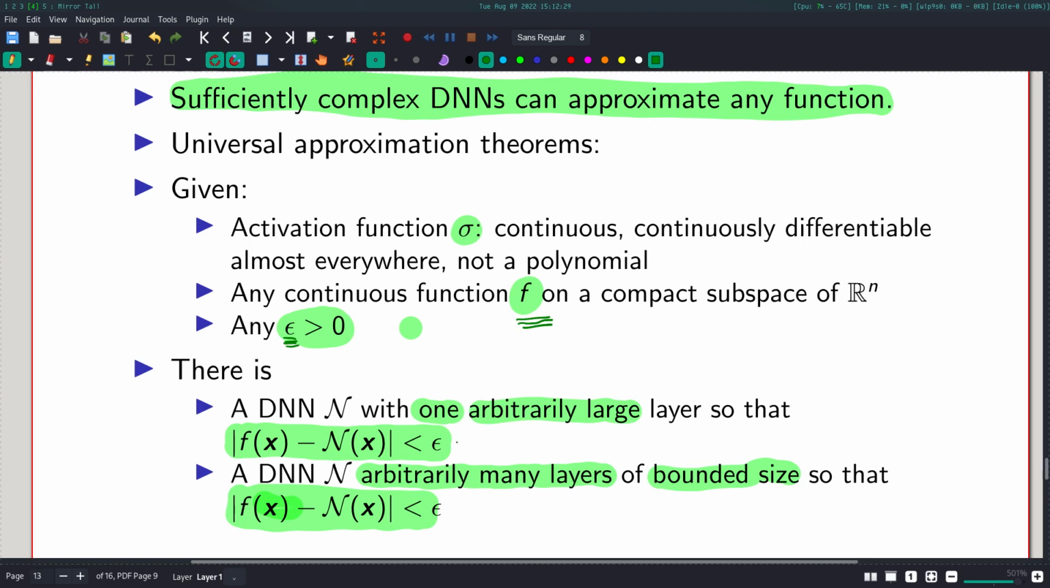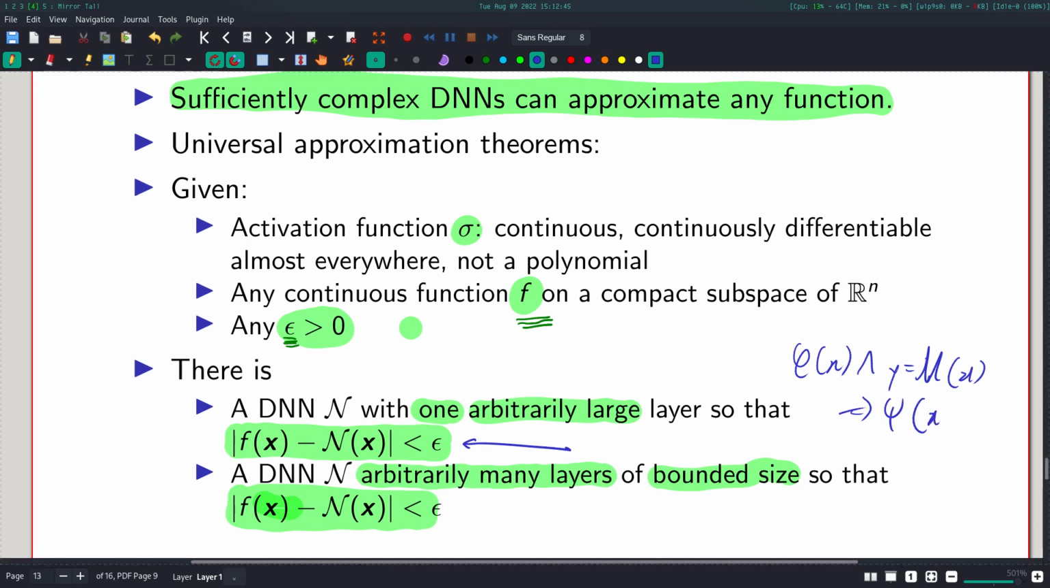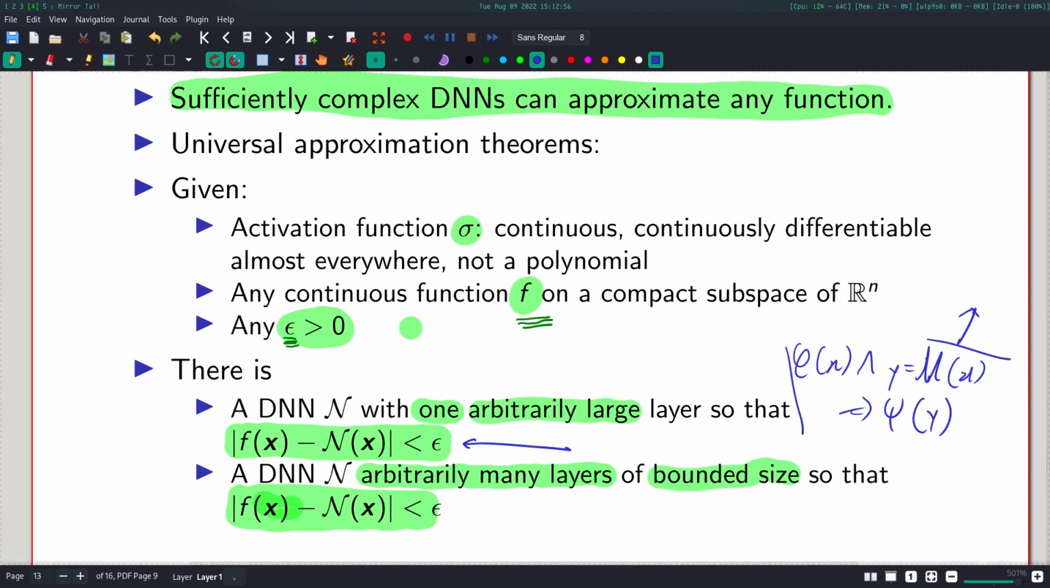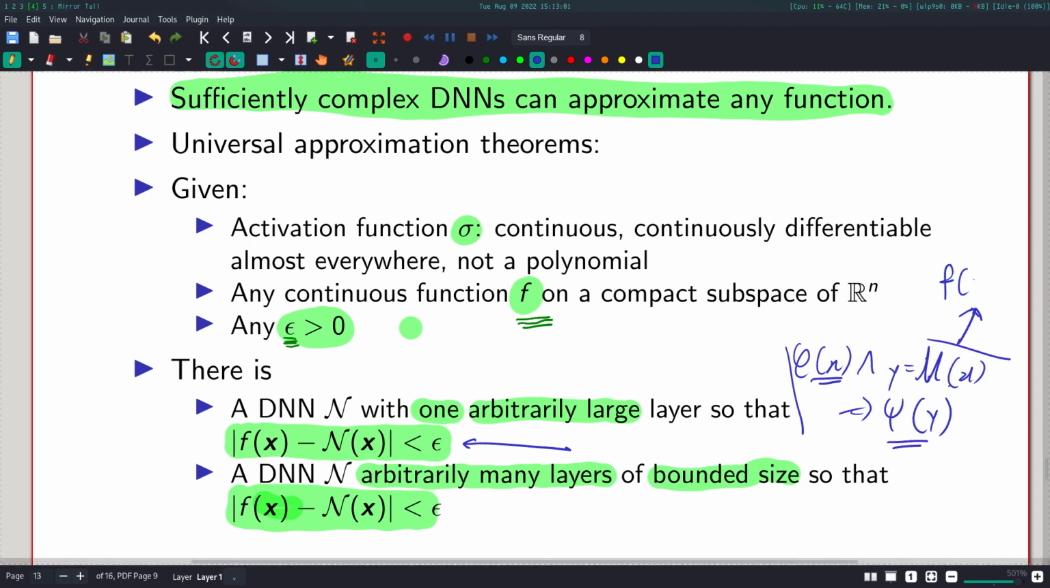So if your DNN is epsilon close to f(x), and if I have something like phi(x) and y equal to n(x) implies this, sorry, and if I know this, then that might actually translate into some similar such bound for f, right? You might actually be able to replace your n with f over here, depending upon what these are, right? And f can be any continuous function.